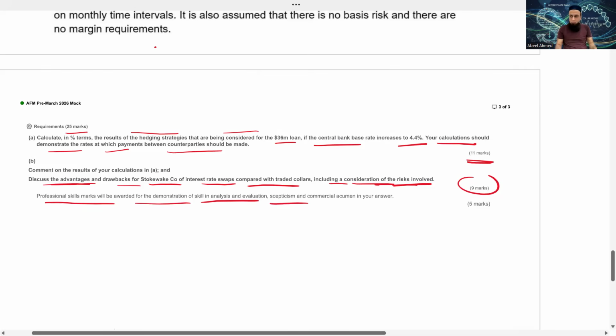Skepticism, it's very simple. If I'm hedging for the interest rate rise, there's no guarantee that interest rate will definitely rise. It can fall. Commercial acumen is very simple. If I have choices of hedging for more than one, obviously I'll opt for the hedging strategy which gives the result in my favor. In case of borrowing, I'll go for a lower rate. In case of a lender, I'll go for a higher rate.